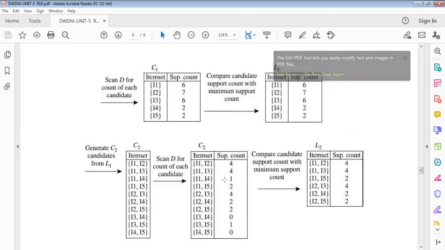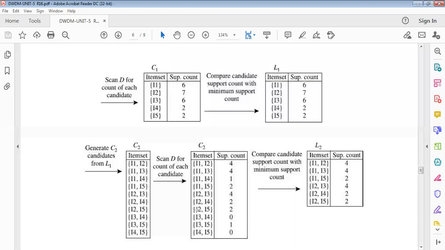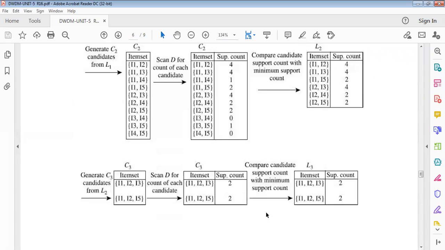So which items are the most frequent items you have to consider? That is I1 and I2, 4, I1 and I3, 4, and you have to eliminate the ones below the minimum support count. That is I1 and I4, you have to eliminate it. I1 and I5 is 2, I2 and I3 is 4, I2 and I4 is 2, and I2 and I5 is 2.